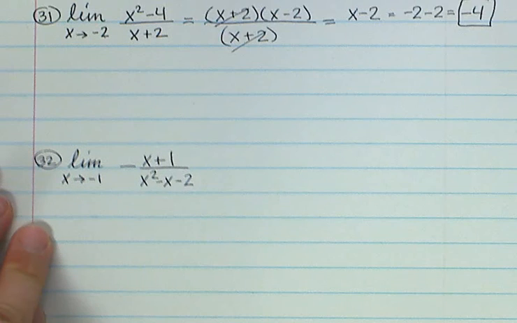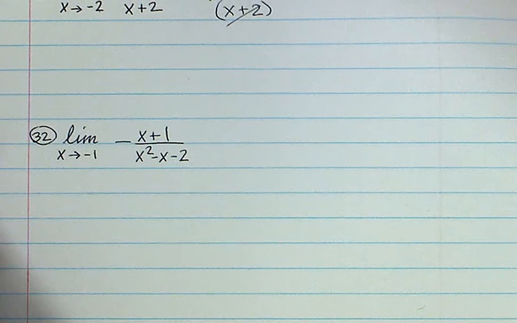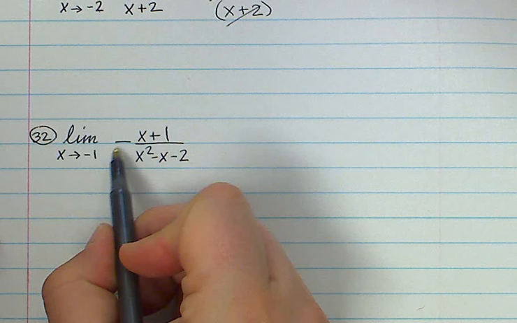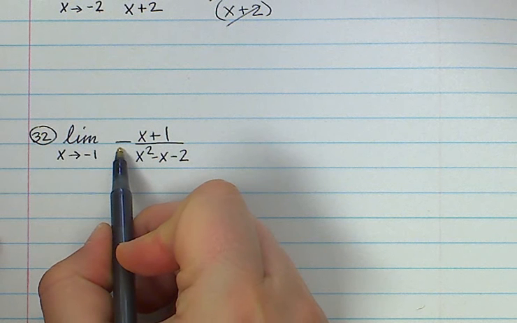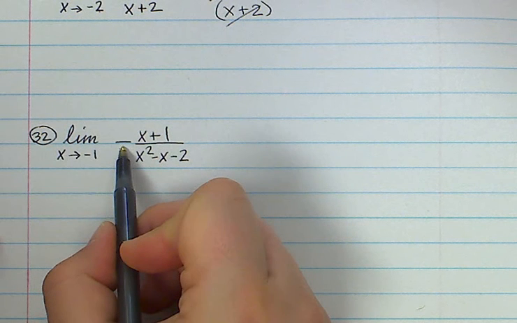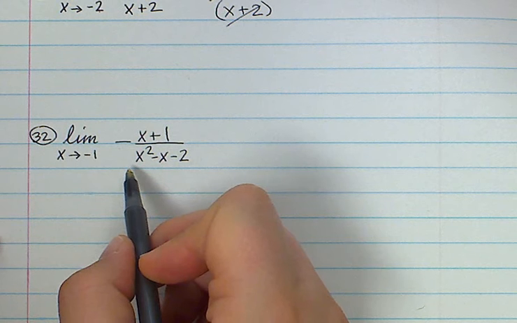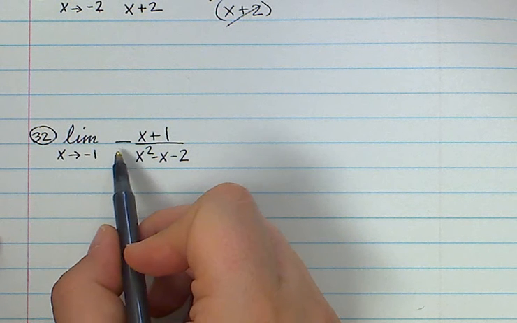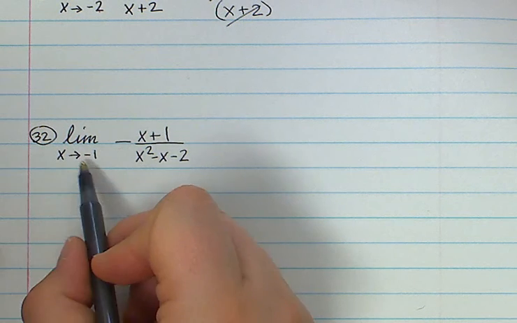Last but not least, number 32. Be careful, there's a negative in the front here. So I'm going to proceed as normal, as if it wasn't there, but I'm going to add it back on at the end. Alright, so let's try direct substitution.